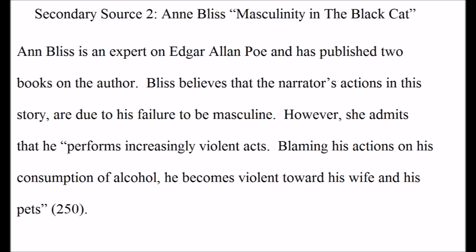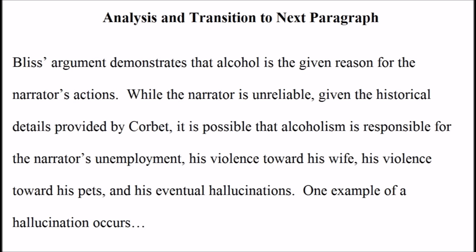So here we have the introduction of the quote, telling me who said it and why I should listen to her. And then the quote, a little bit of summary, and then the quote itself, and then the citation. And then we analyze in the next paragraph.